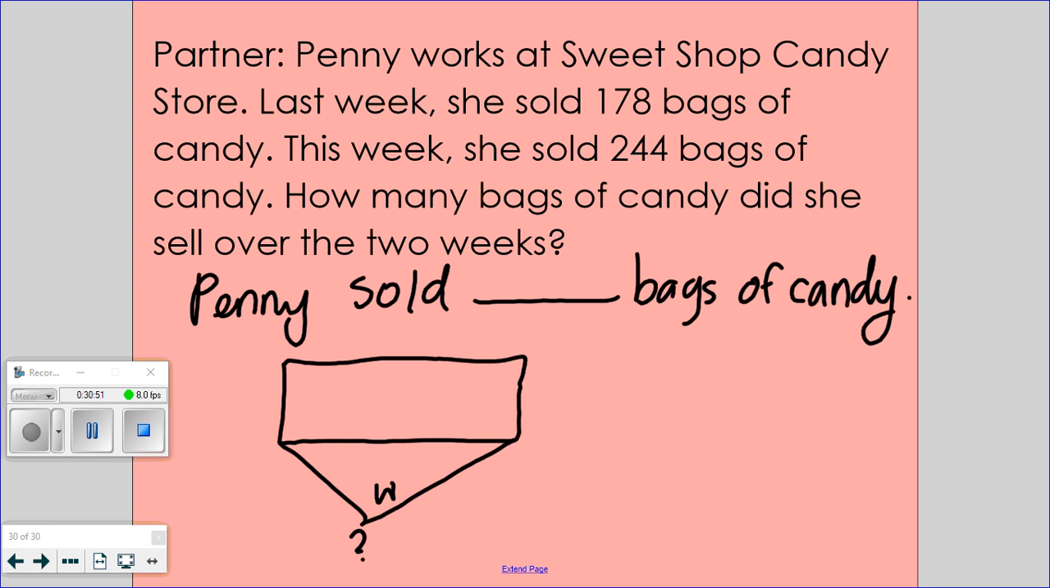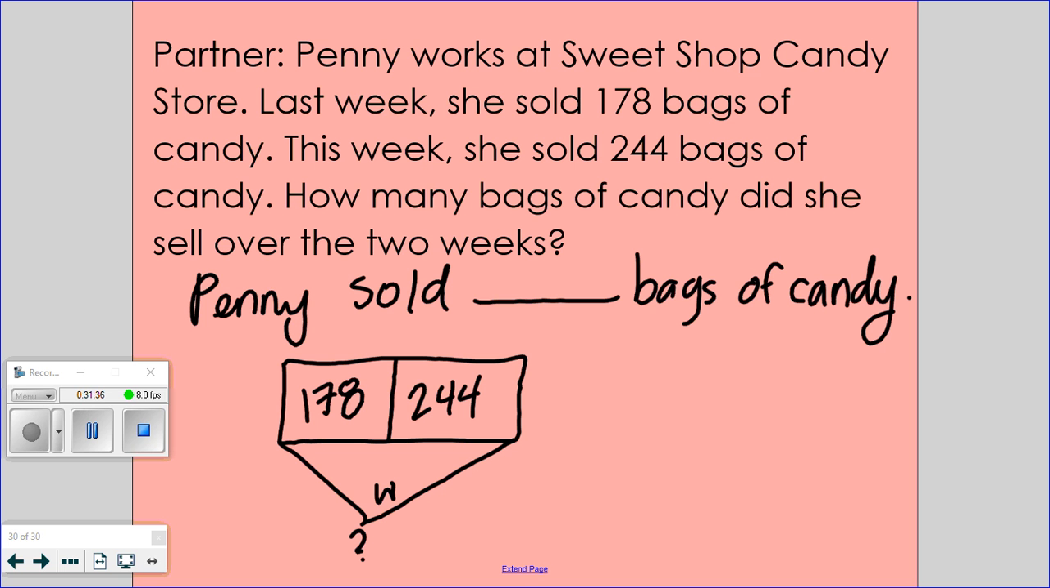What do I know? Lily, you're on fire today. What's one part that I know? 178. I know 1 week she sold 178. What's the other part that I know? Y'all, table 3 has every single hand up. They are killing it. Hunter, what's my other part that I know? 244. 244.